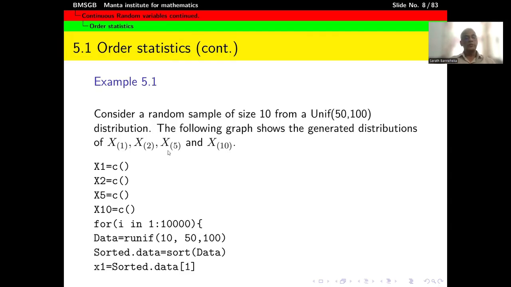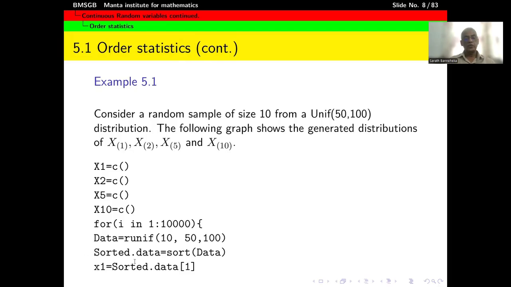Right. So what I'm going to do is start with some empty vectors. Let's say I denote them by capital X1, capital X2, capital X5, capital X10, but these are just labels for my columns. Then I'm going to write a loop for i in 1 to 10,000. In each step, I'm going to get some data from a uniform distribution. I'm calling it data, and it's going to be runif, 10 numbers between 50 and 100.